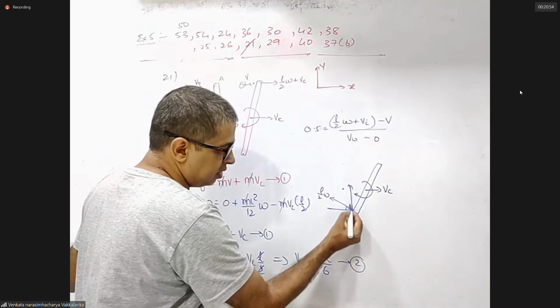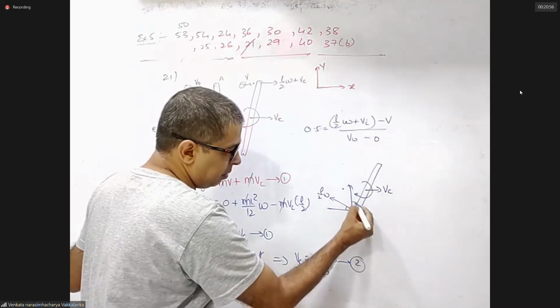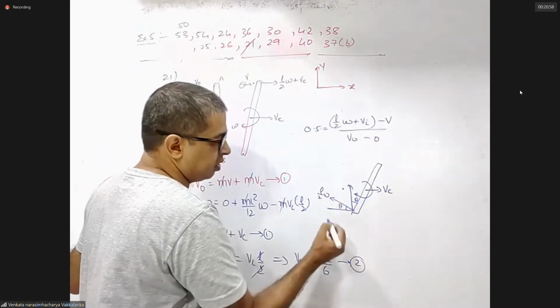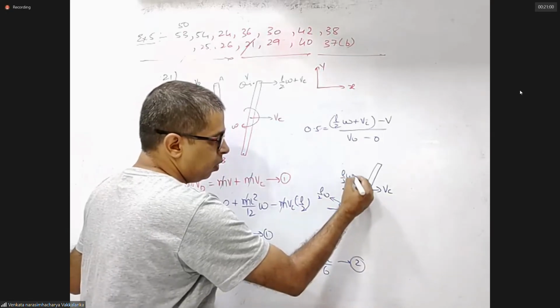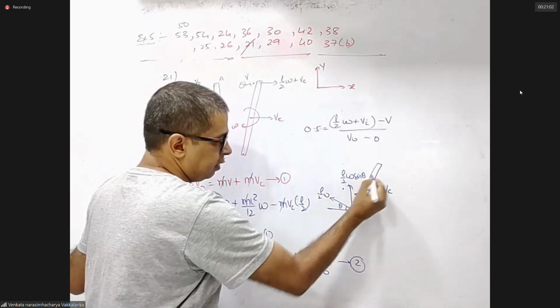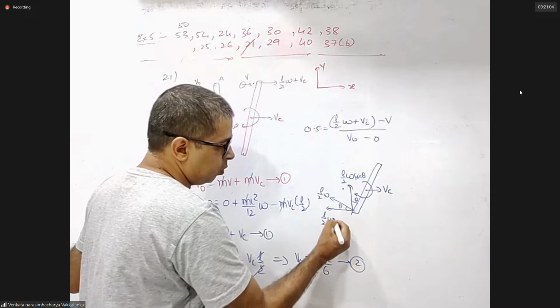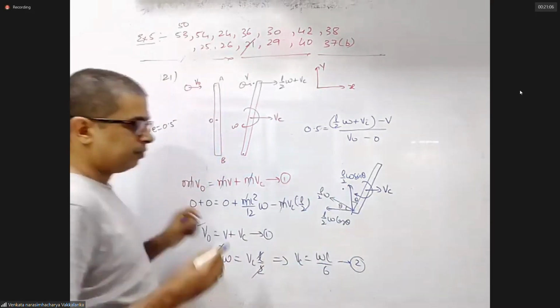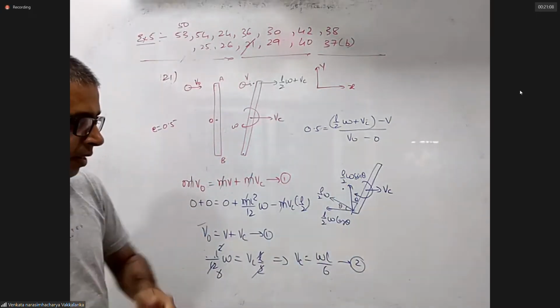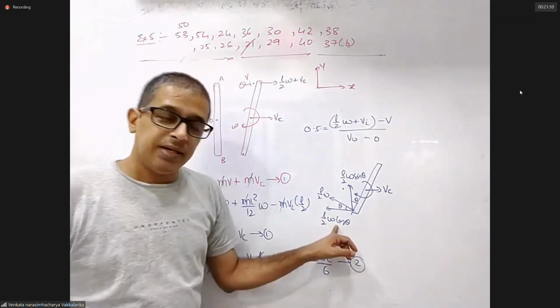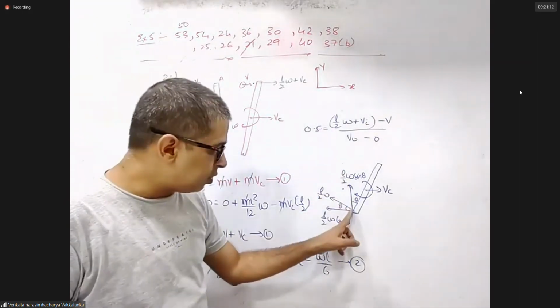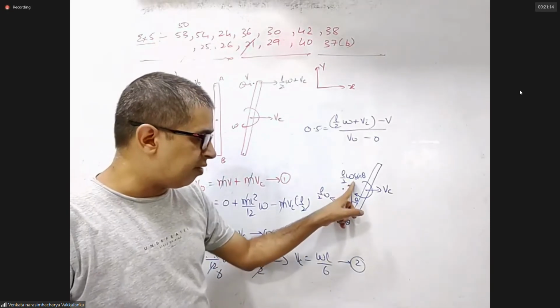I will consider this to be theta. The rod rotated by an angle of theta, so this is theta. L by 2 omega sine theta. This will be L by 2 omega cos theta. Right? Now, y coordinate, you know the velocity of the point B in the y direction.